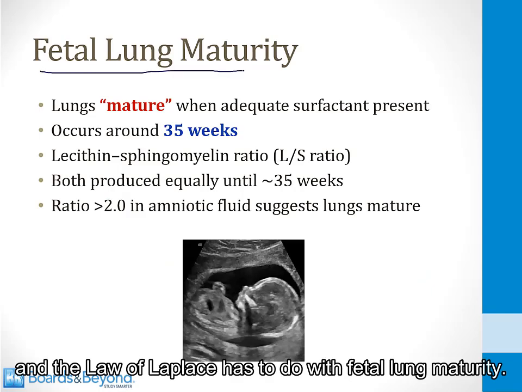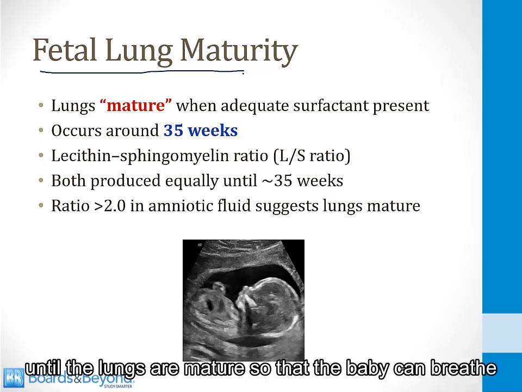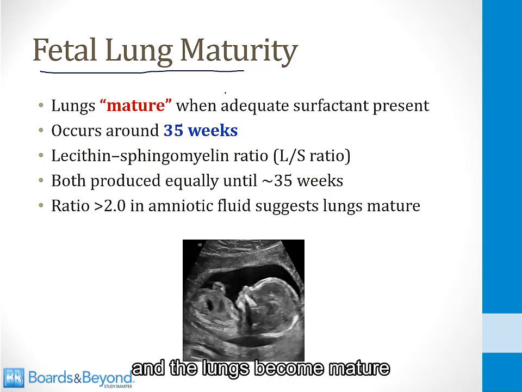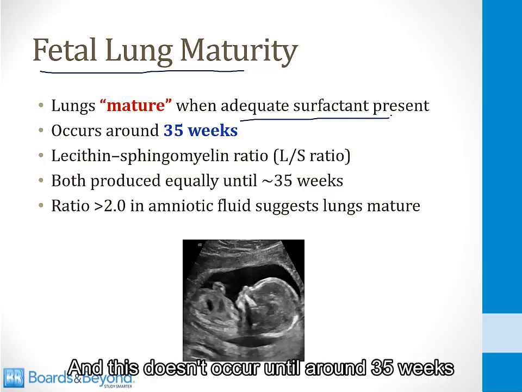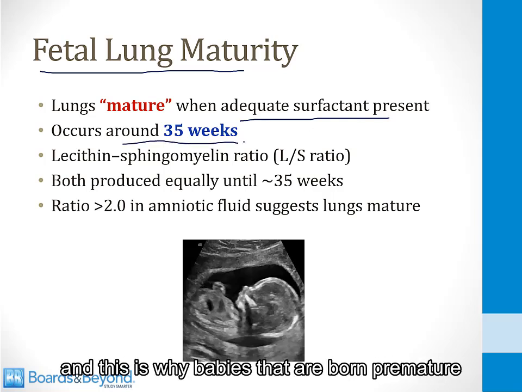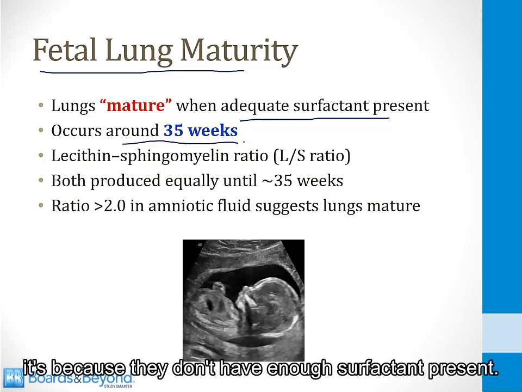Even though we have a small alveolus, because we have surfactant, the collapsing pressure is low, and the alveoli tend to remain open. The most important clinical tie-in of surfactant and collapsing pressure and the law of Laplace has to do with fetal lung maturity. So basically, the baby has to remain in the womb until the lungs are mature so that the baby can breathe. And the lungs become mature only when there's enough surfactant present to keep the alveoli open. And this doesn't occur until around 35 weeks. And this is why babies that are born premature have trouble breathing. It's because they don't have enough surfactant present.